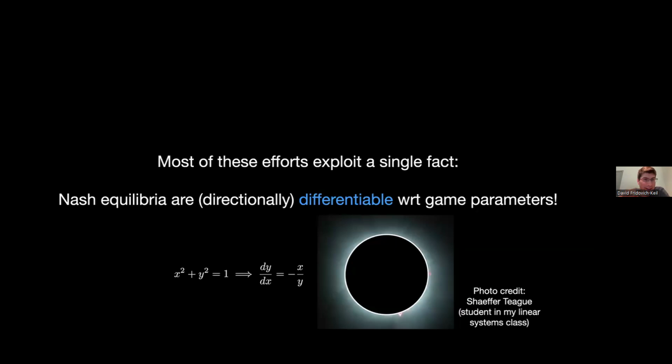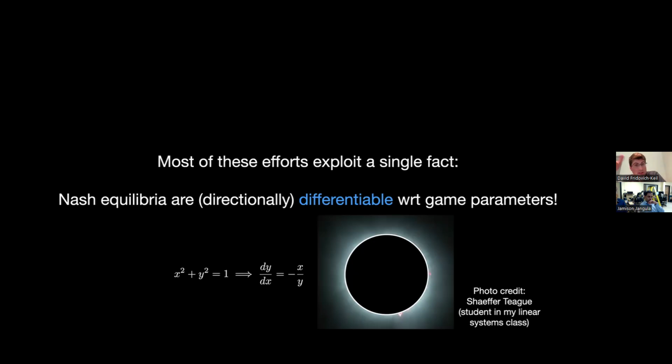There's a really neat little mathematical fact which underlies a lot of the details that I've glossed over today, which is that Nash equilibria, and it turns out Stackelberg equilibria too, are directionally differentiable with respect to parameters of a game. So what is this really saying? The high school calculus version is: if you draw a circle and write down the equation of the circle, x squared plus y squared is 1, and you implicitly differentiate both sides with respect to x, you can rearrange and get an expression for the derivative of y with respect to x.